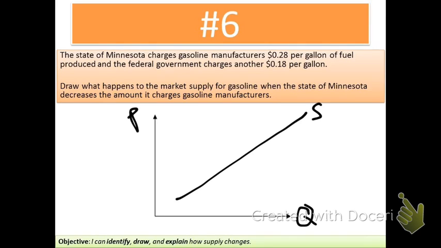And if the state of Minnesota decreases the amount it charges gasoline manufacturers, it's going to be cheaper to make gas, so we're going to have a supply increase. It's S1, S2, because now manufacturers can produce more fuel. Taxes, typically if you apply a tax, it's going to create a supply decrease because it's more expensive to create. But in this case, there's already a tax. That tax is being lessened, and therefore it's now cheaper to produce goods than it was previously, so we can make more gas, and that creates a supply shift to the right.